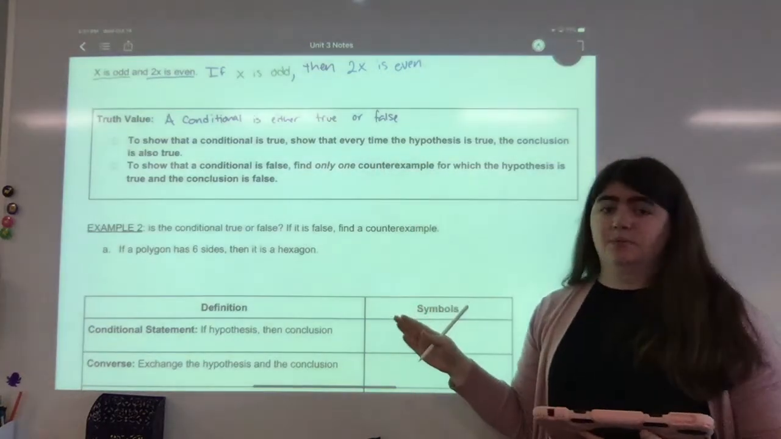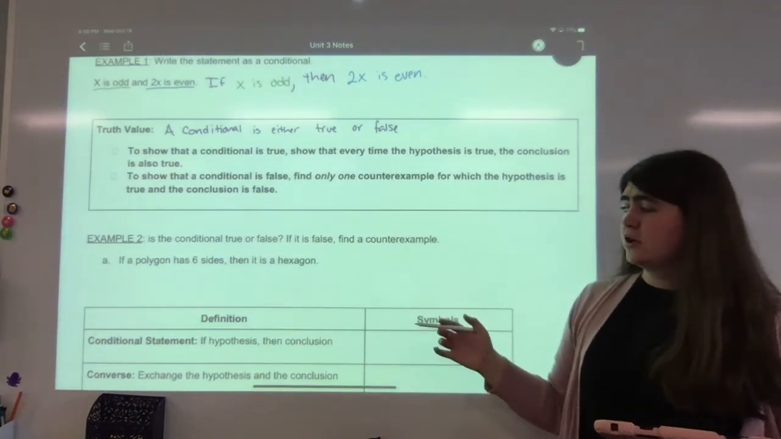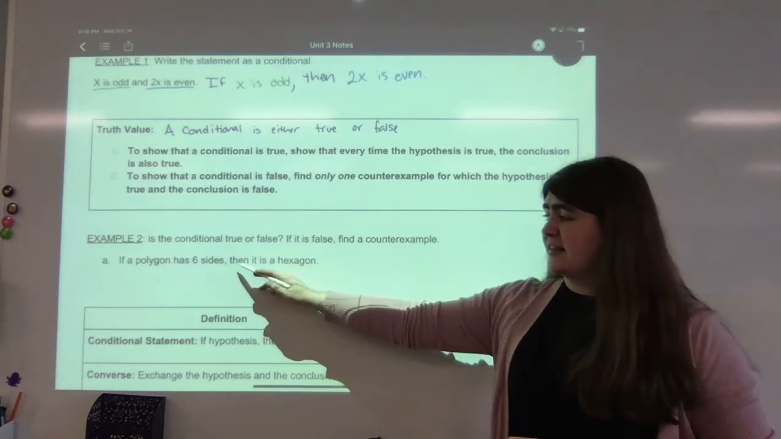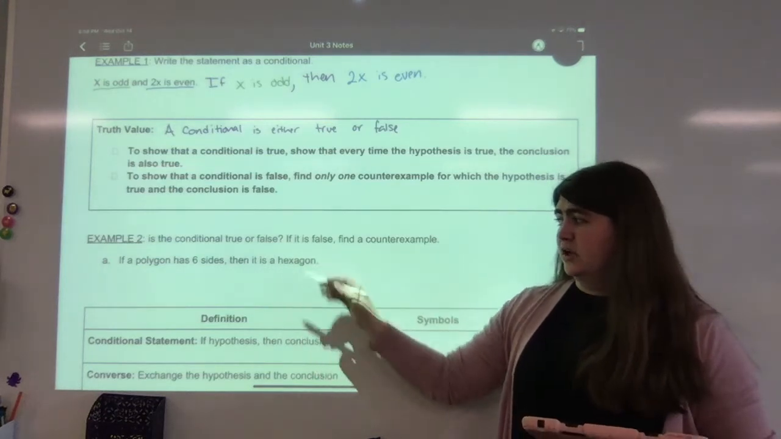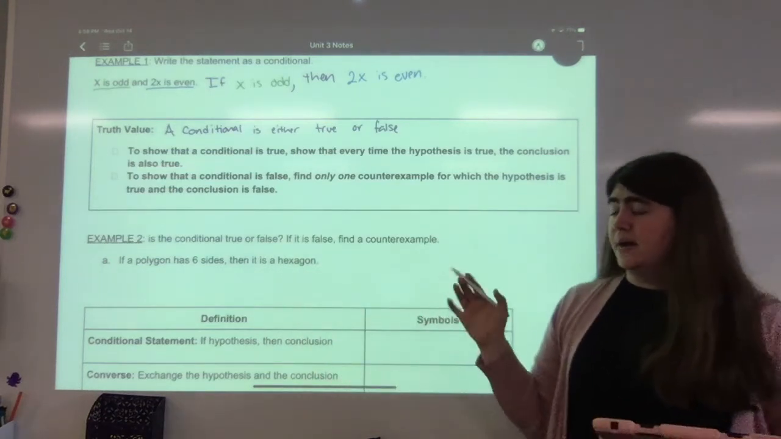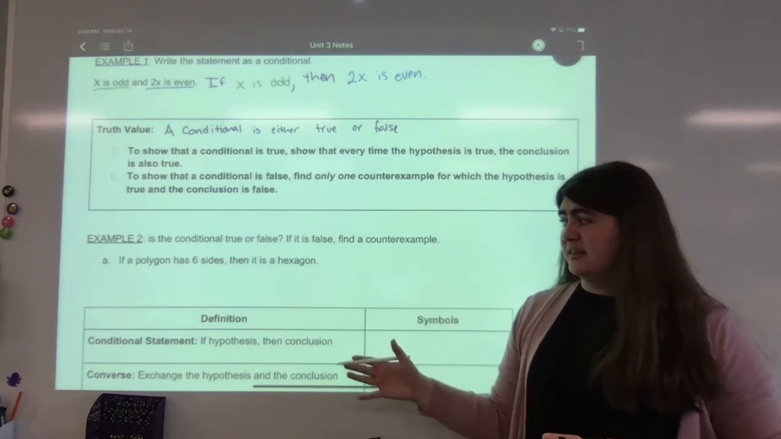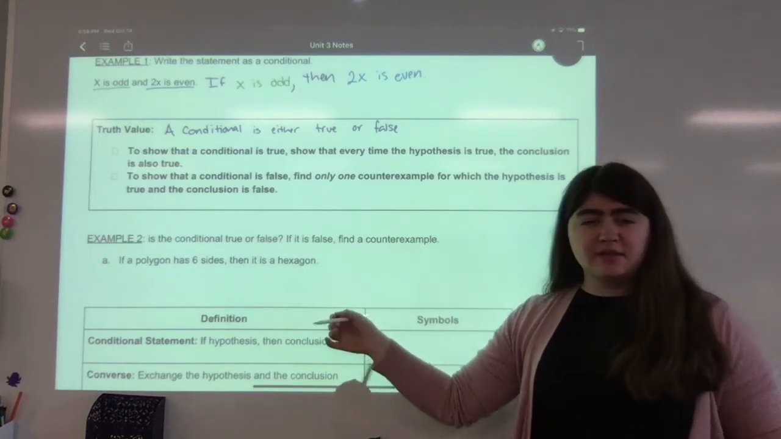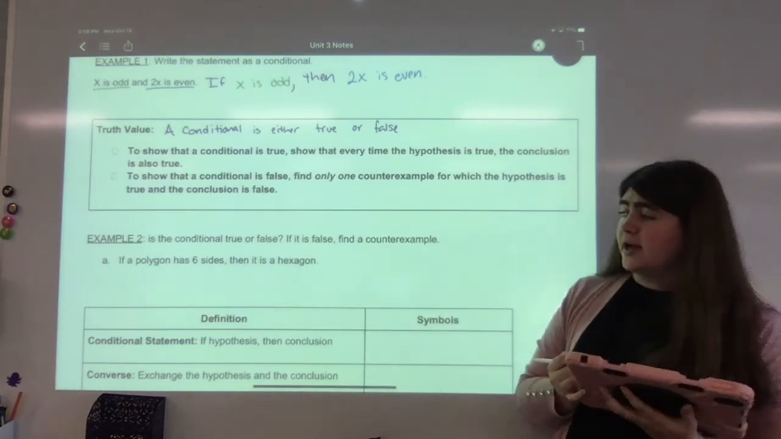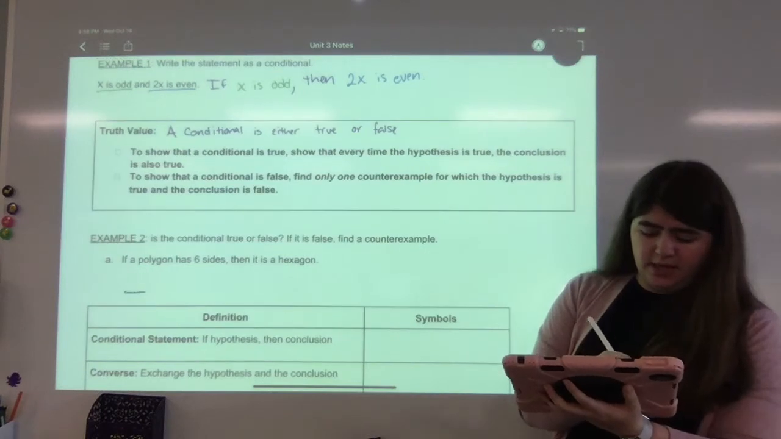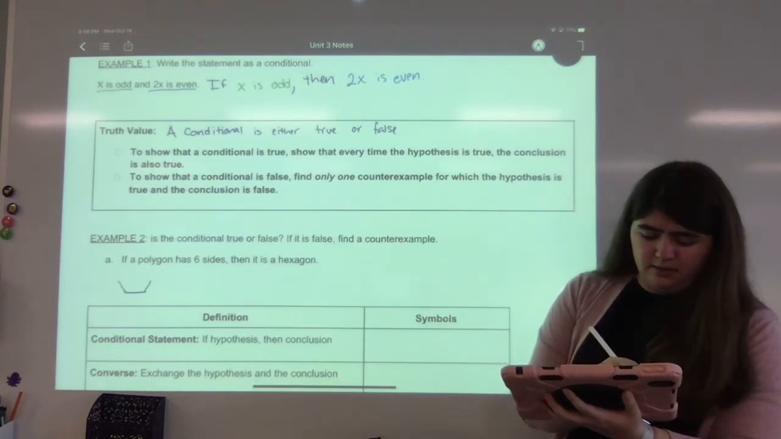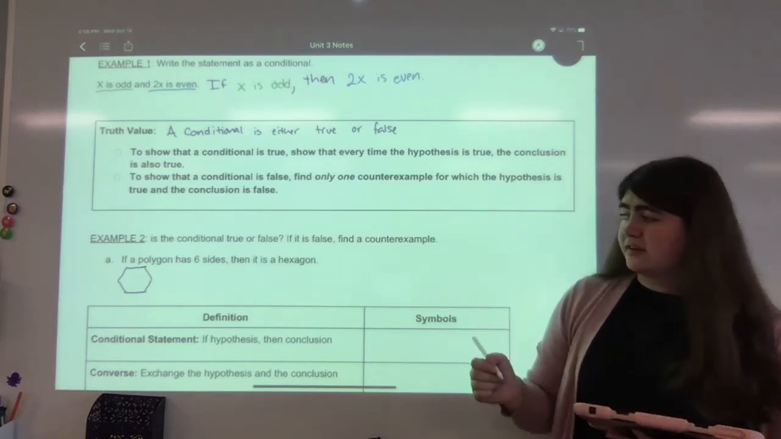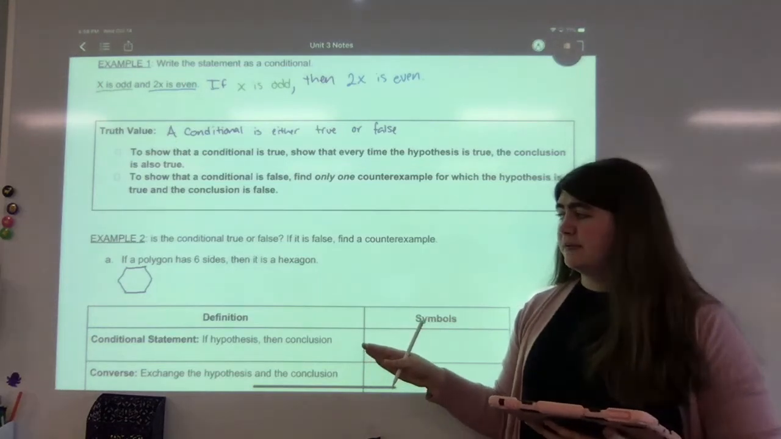So let's look at an example. Example 2 says, is the conditional true or false? If it is false, find a counterexample. If a polygon has 6 sides, then it is a hexagon. All right, so let's think about that. A polygon has 6 sides, and a hexagon means 6 sides. So right now this is sounding like it's true. So a regular hexagon looks something like this, where all sides are the same and all angles are the same. That's what we call a regular hexagon.